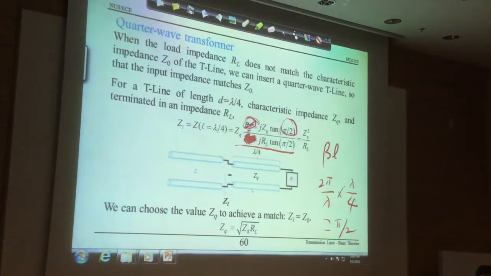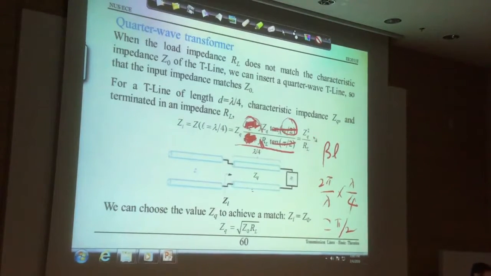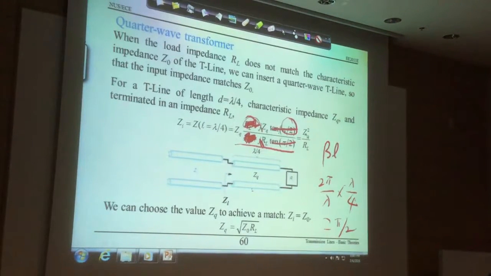Then the j at the top and the bottom can be cancelled. For this equation, the top and the bottom have the same term, which can also be cancelled. Then there is Zq squared divided by RL. From here, what can you observe? Zq is the characteristic impedance of this section of transmission line.